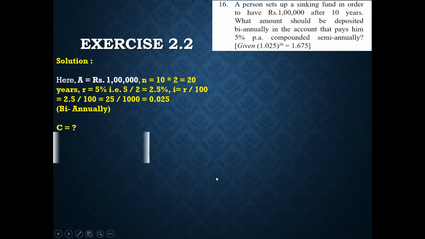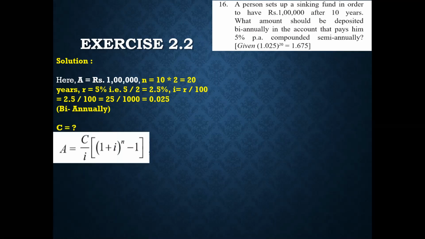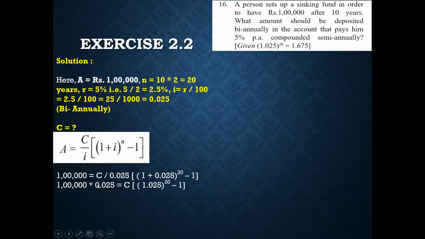Okay. So we use the same formula. A is equal to C upon I, 1 plus I raised to n minus 1. So 1 lakh is equal to C upon 0.025, 1 plus 0.025 raised to 20 minus 1. So I have brought 0.025 this side, cross multiply kar liya maine. And I have added these two together. The value is given in the bracket 1.675.